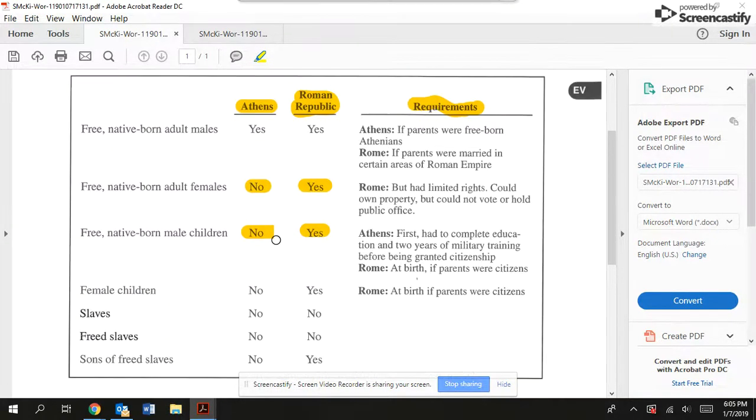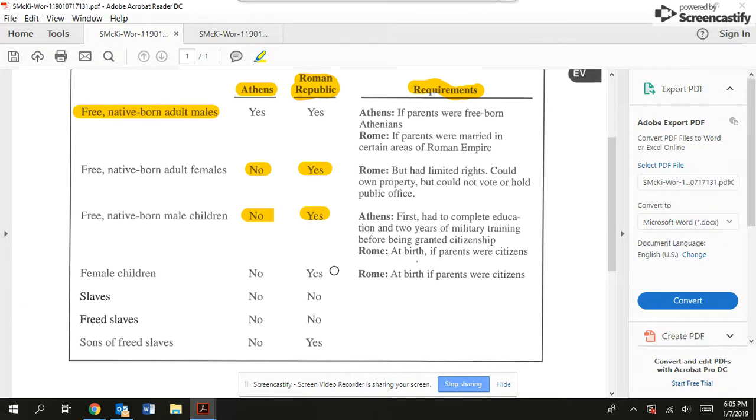Well, let's take a look at our document. In Athens, I can see that really only one type of person is allowed to be a citizen. The only citizens in Athens are free native-born males. Now, Rome, we know, is not great either, right? They limit their citizenship a little bit. For example, women can be citizens, but they had limited rights, we see here. But at least women could be citizens, and at least children could be citizens, right?